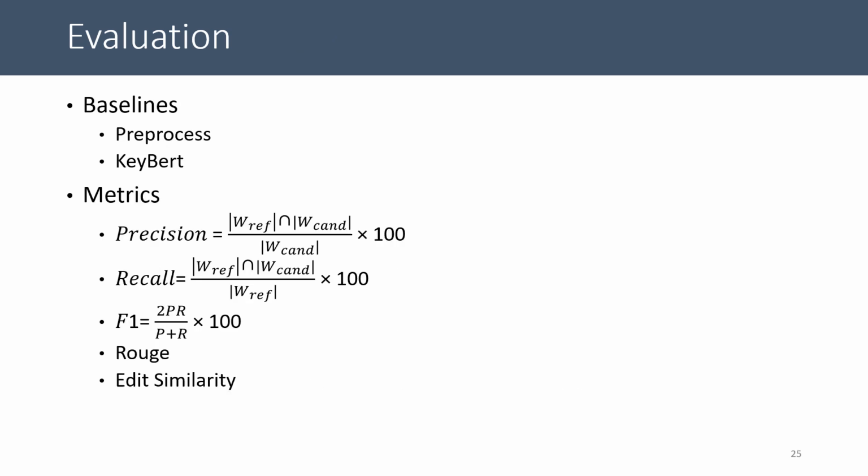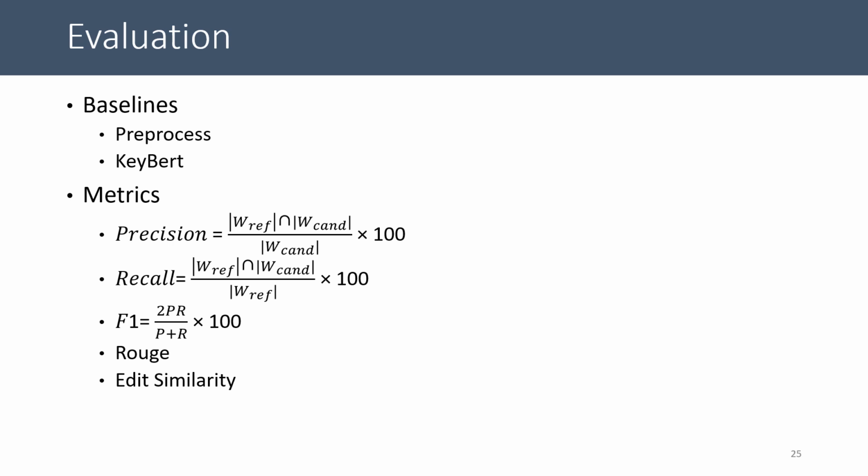We have two baselines. One is to simply apply preprocessing to the clickable. The other is to directly send the clickable as input to KeyBERT and choose the most probable keyword as the label. We have the following metrics. The manually assigned labels are considered as the reference text, or the ground truth. These measures are computed by comparing the model output with the reference text. And here is how we calculate the precision, recall, and F1.